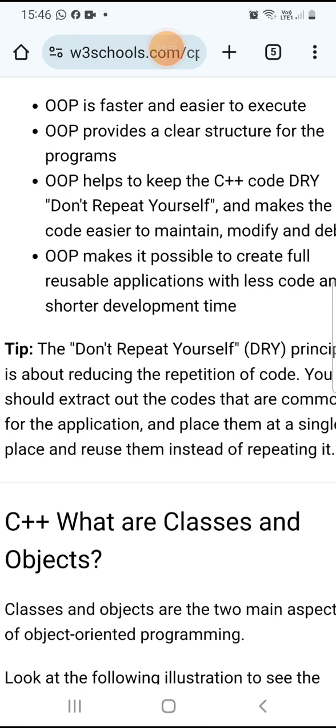OOP helps to keep the C++ code DRY: Don't Repeat Yourself. What does that mean? Object-oriented programs help us. DRY means don't repeat your code, never repeat it. This is very important for a programmer. It doesn't mean that if 100 lines of code are there, you write those 100 lines of code repeatedly. No, it is not a programmer's skill.